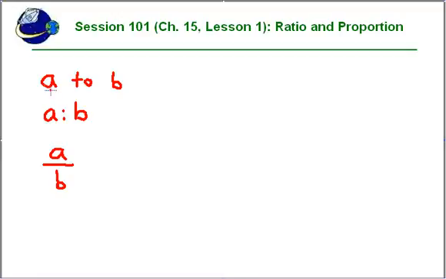Our first example here, we're comparing two numbers, A and B. And we can use the word to, T-O, to write that comparison to let us know that we have a ratio. We are comparing A to B. Another way of writing a ratio is using the colon sign. And that's also pronounced A to B. And lastly, another main way we have used to write a ratio is to use a fraction bar. And that fraction bar can also be pronounced with the word to, A to B.